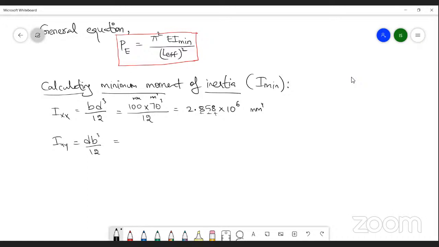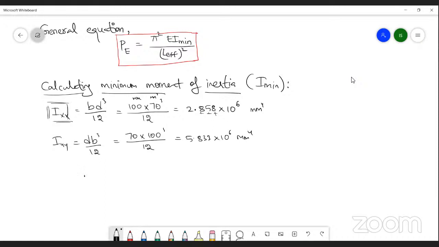Now coming to Iyy, 70 into 100 cube divided by 12, and the answer is 5.833 into 10 power 6 mm power 4. So we have got the two values of the moment of inertia for a rectangular section, Ixx and Iyy. If we compare them both, which value is less? The Ixx value is less when compared with Iyy.